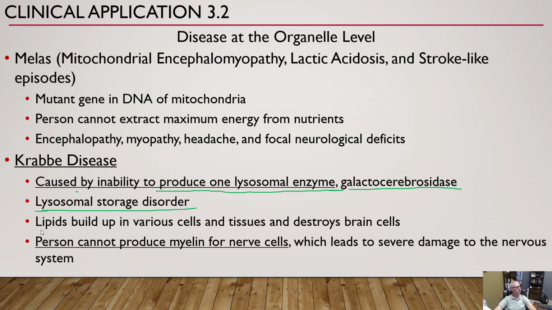Basically, these lipids build up in various tissues and destroy brain cells. And when we talk about myelin in one of the subsequent chapters, the person cannot produce myelin. Myelin is going to be wrapped around nerve cells. So basically, it's going to lead to nervous system issues.